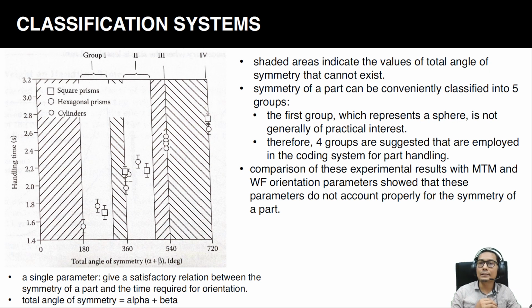The symmetry of a part can be conveniently classified into 5 groups. The first group, which represents a sphere, is not generally of practical interest. So there are 4 more groups that are suggested and employed in the coding system for part handling. A comparison of these experimental results with MTM and WF orientation parameters shows that these parameters do not account properly for the symmetry of a part.